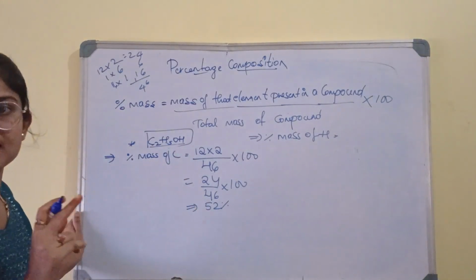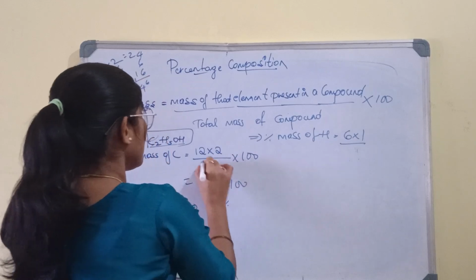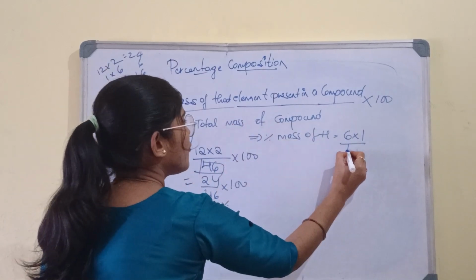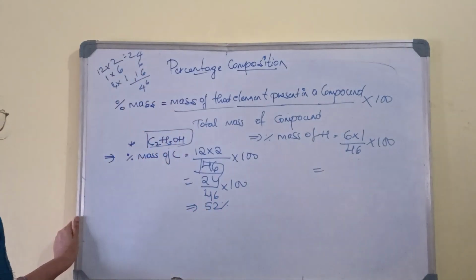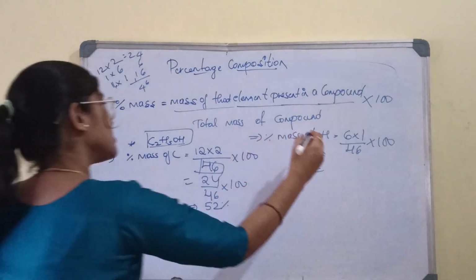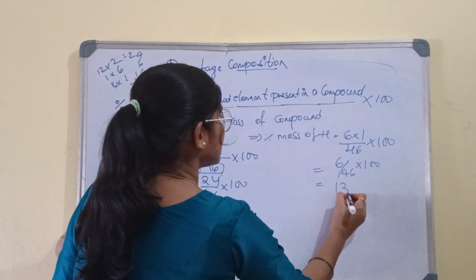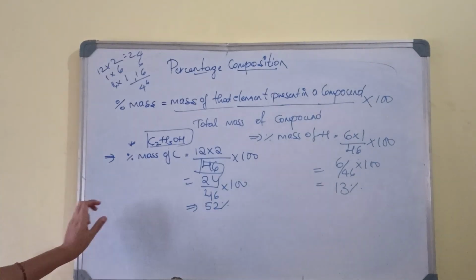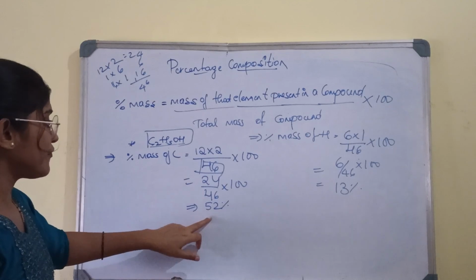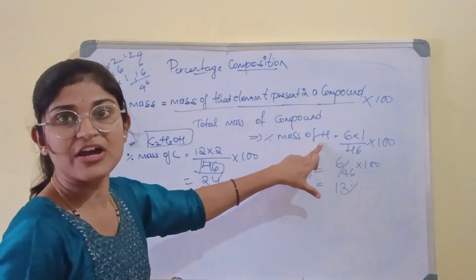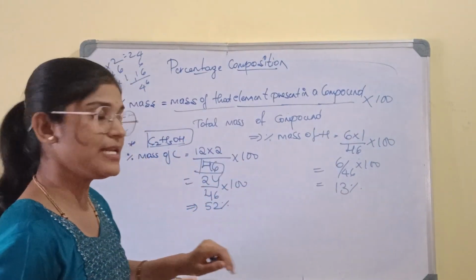So how many atoms are present? 6 atoms, and what is the atomic mass? 1 divided by total mass is 46 into 100. If you calculate 6 divided by 46 into 100, you will get 13%. The percentage composition of carbon in ethanol is 52%. Percentage composition of hydrogen in C2H5OH, also ethanol, is 13%.